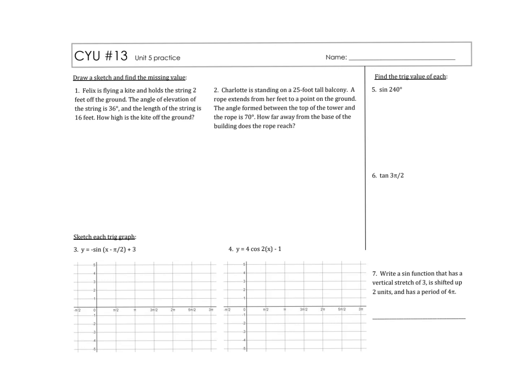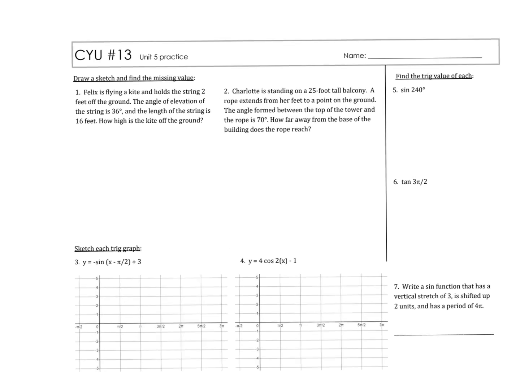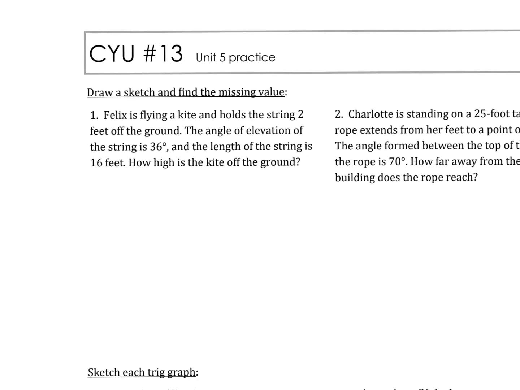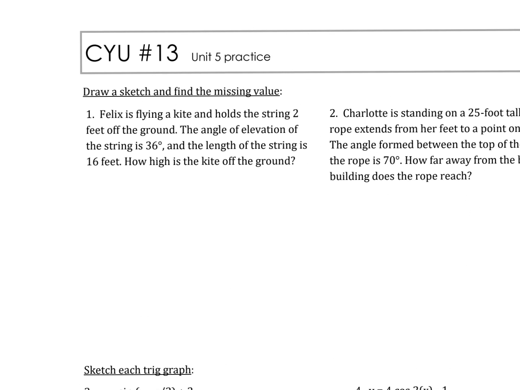These are the solutions to CYU 13, which was sort of a mini study guide, just some practice problems from the unit. So the first ones here, these are from target A. And so what you're needing to do is make a sketch. We've got a right triangle, and the string to the kite is the hypotenuse here.